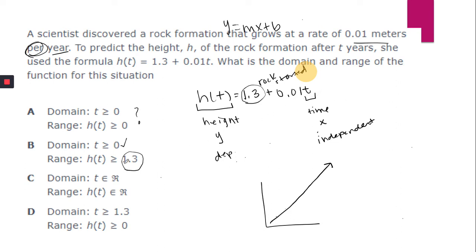So this tells me the rock started at 1.3 and got bigger, greater than or equal to, consistently throughout the year. So this one doesn't make sense because that means my rock just appeared in thin air. So B is looking good. C says T is all real numbers. Well, that would include negatives and positives. I'm not going to have negative height or negative time. So this is no. And then D has the domain and range switched. So B is my answer.